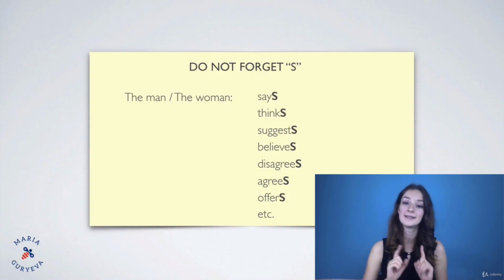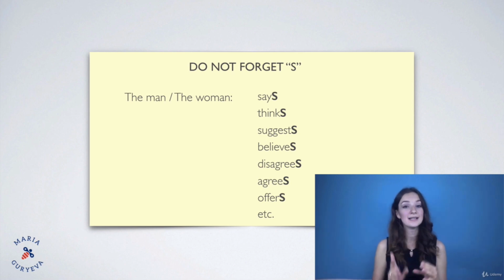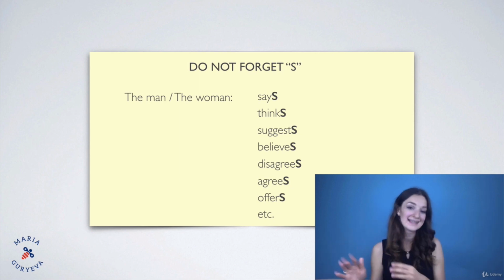And of course, there's another thing. Do not forget about S. It's pretty common for some people to forget about the letter S. So since in the dialogue it's always the man and the woman, so he and she, we always have to put S at the end of the verb. So the man or the woman says, thinks, suggests, believes, disagrees, agrees, offers, etc. So it's always an S at the end of every verb.